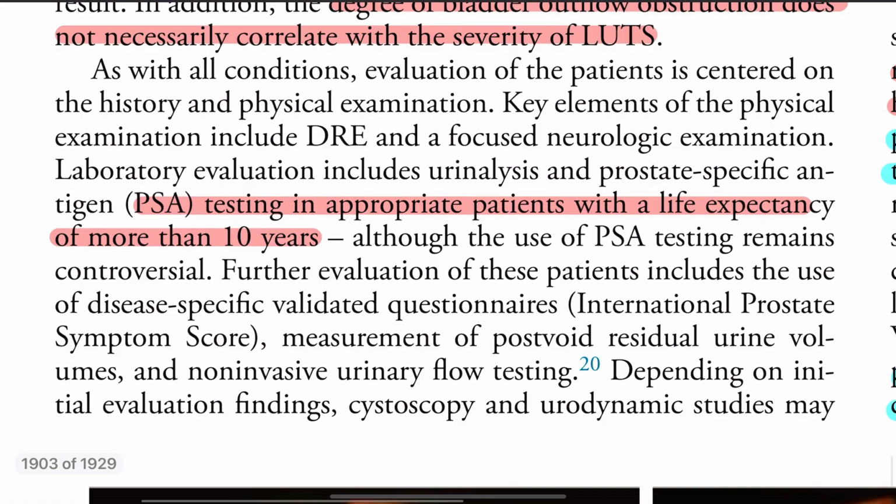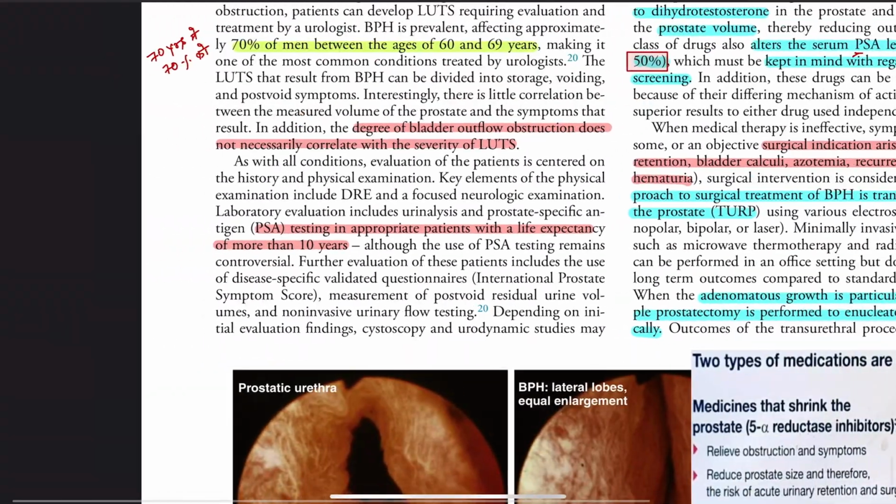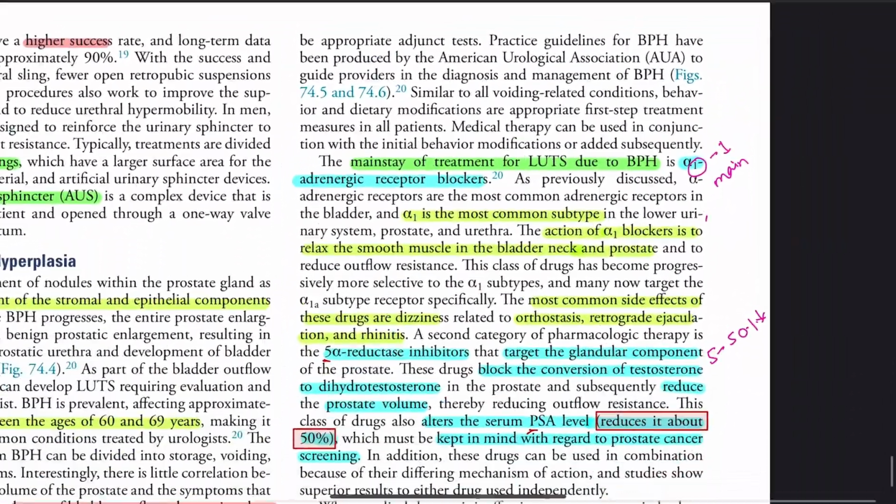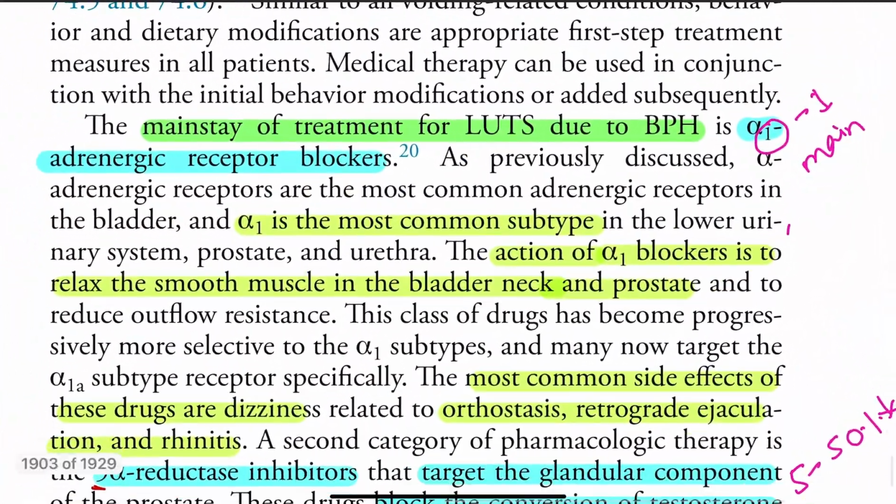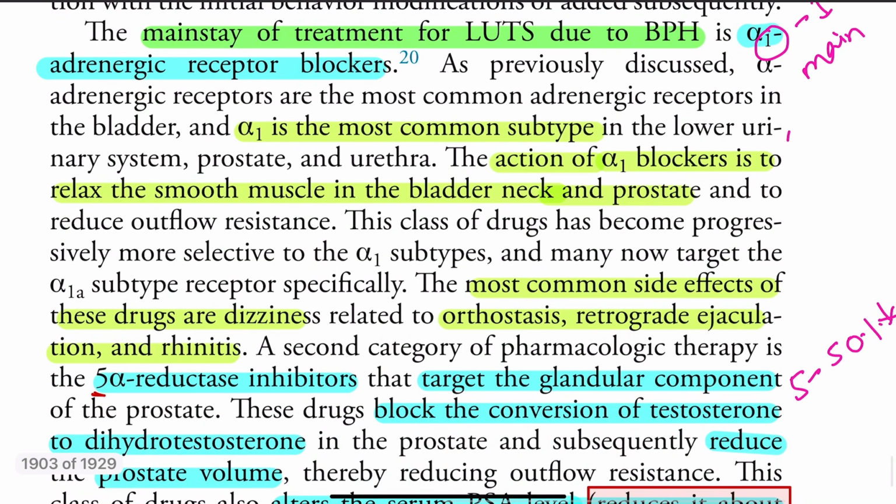PSA testing is appropriate for patients with life expectancy of more than 10 years. This is also important. The mainstay treatment for LUTS in BPH is alpha 1 adrenergic receptor blocker. Alpha 1 is the most common subtype. The action of alpha 1 blocker is to relax the smooth muscle in the bladder neck and prostate.